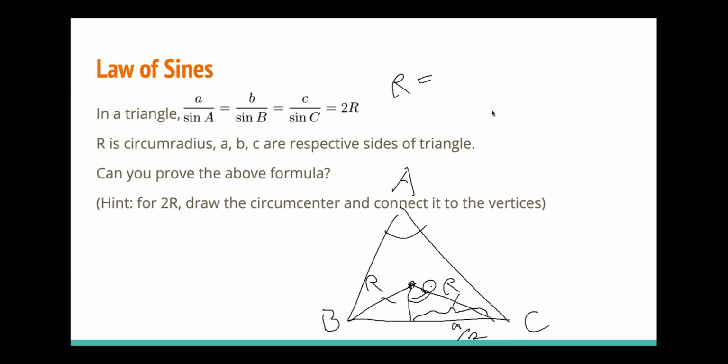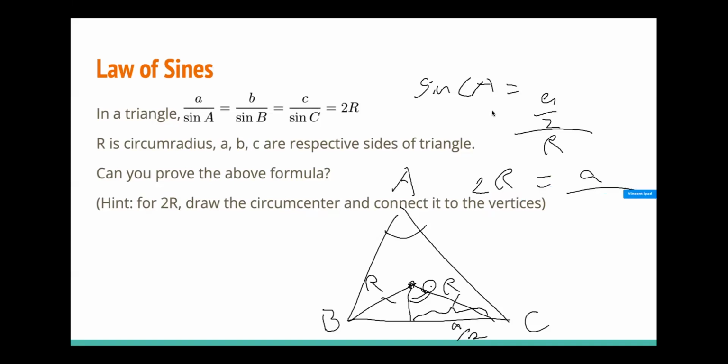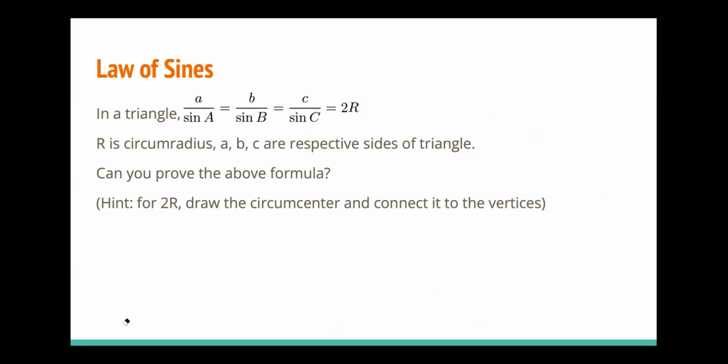So R is equal to, well, actually, let me not do that. Sine angle A is equal to A over 2 over R. So R is equal to A over sine angle A, and is thus equal to all of these. Yeah, that's a quick proof. Okay, next slide.